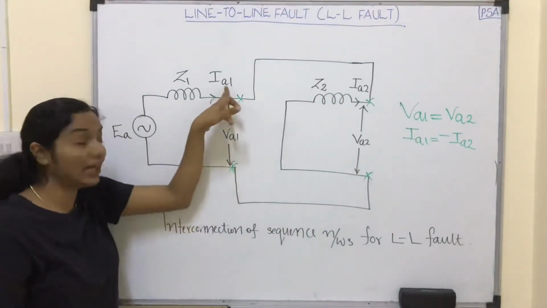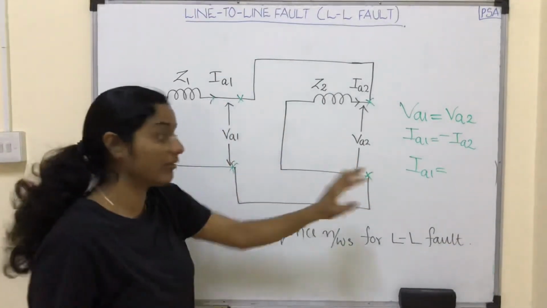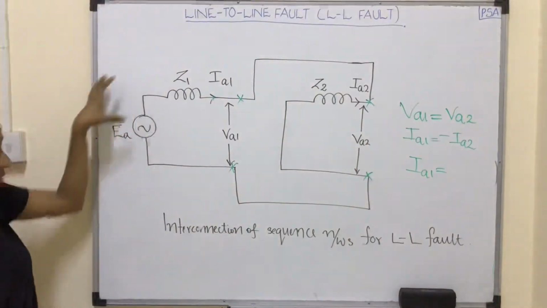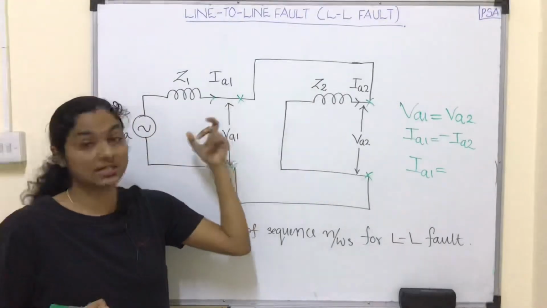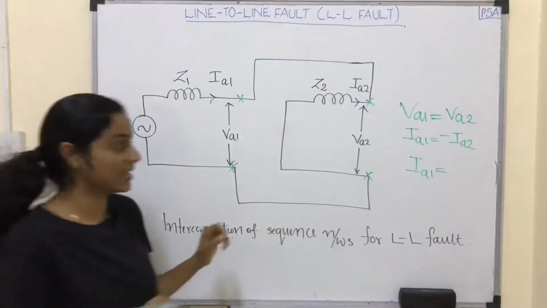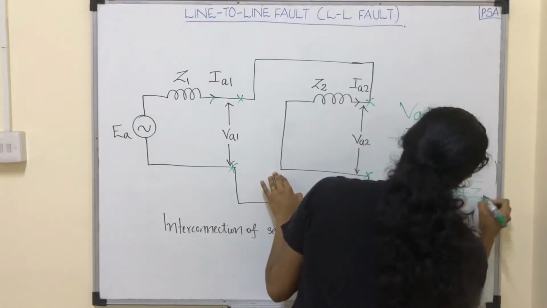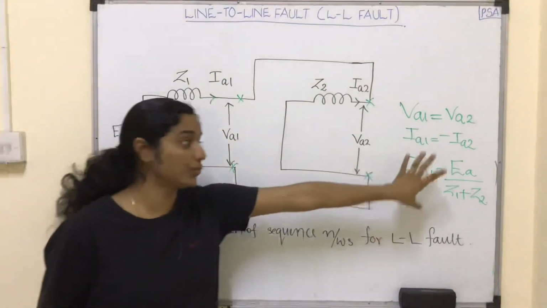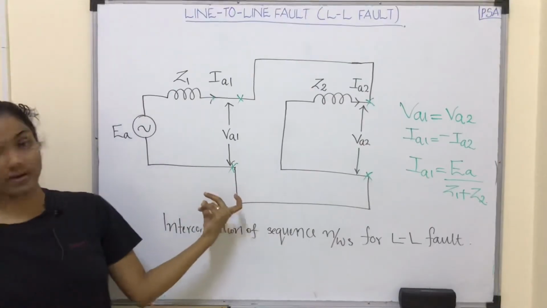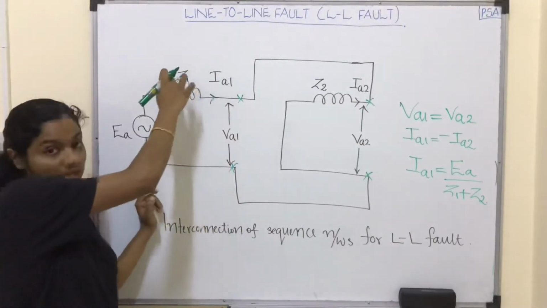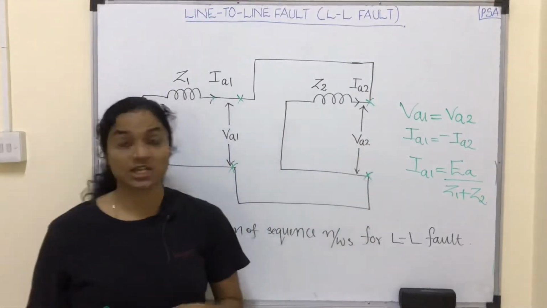And what about the value of this IA1? IA1 is equal to V divided by impedance. What is the voltage value? EA, and the total impedance is Z1 plus Z2, as these two impedances are connected in series, that is EA divided by Z1 plus Z2, right? So we have proved these three values are correct with respect to this interconnection of sequence networks. This part represents our positive sequence network and this part represents our negative sequence network.